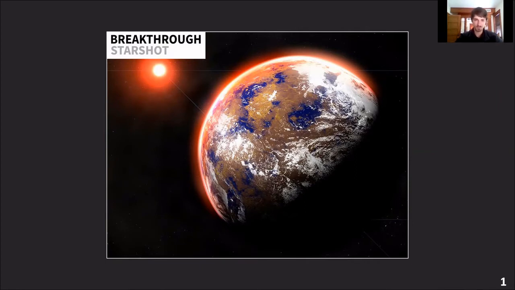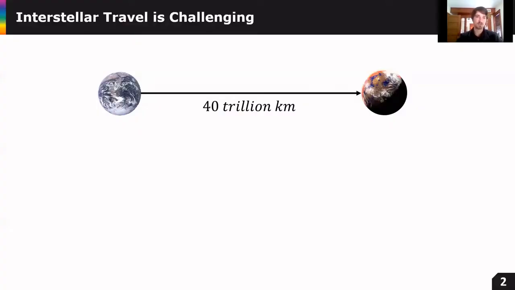So Breakthrough Starshot is an international engineering program aimed at designing interstellar space probes which can traverse the distance to Proxima Centauri within 1 human lifetime to take flyby photos of the surface of this other world. So to understand how to do interstellar travel, let's talk about what makes interstellar travel so challenging.